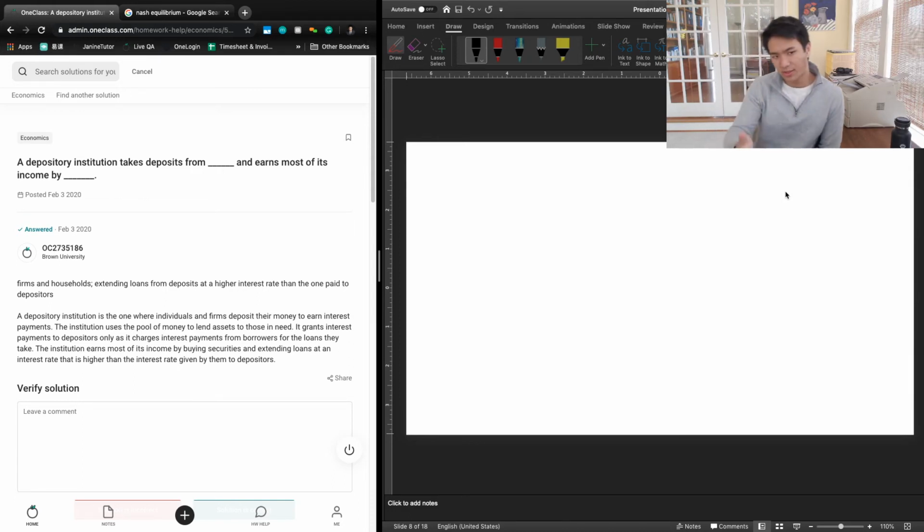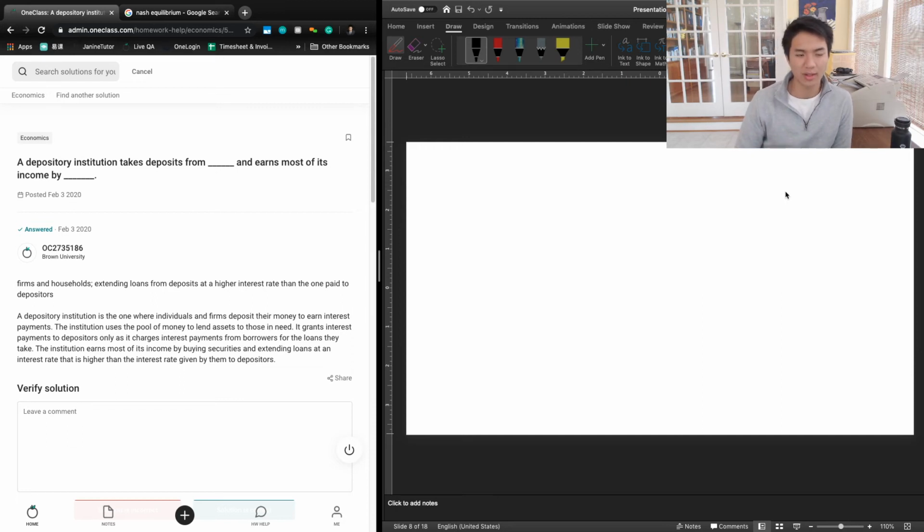So we're going to say a depository institution takes deposits from households, individuals, or firms and earns most of its income by loaning out money and earning interest on those loans. Taking a look at the previous tutor's answer choices, they said a depository institution takes deposits from firms and households and earns most of its income by extending loans from deposits at a higher interest rate than the one paid to depositors. Right, so I think that's a good point.